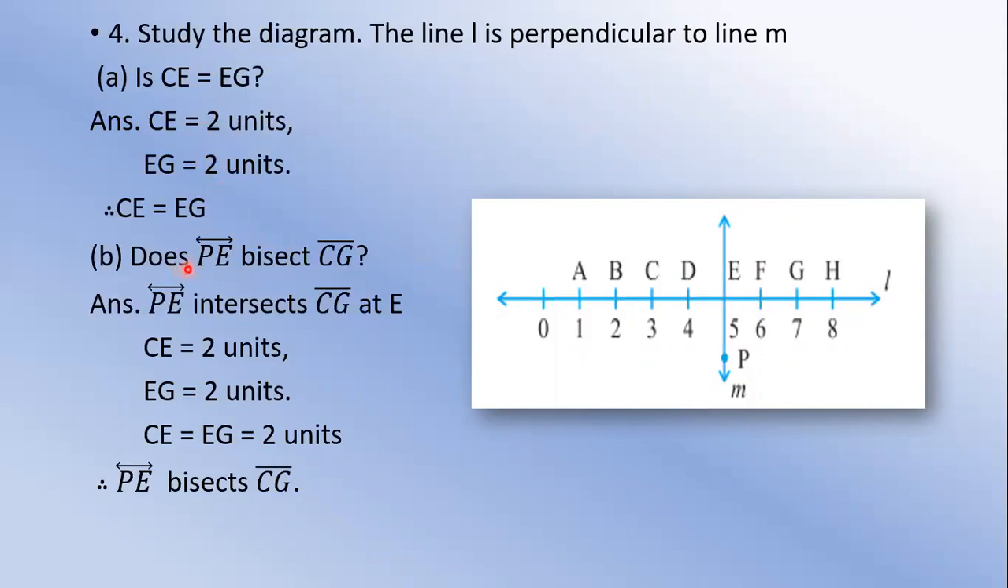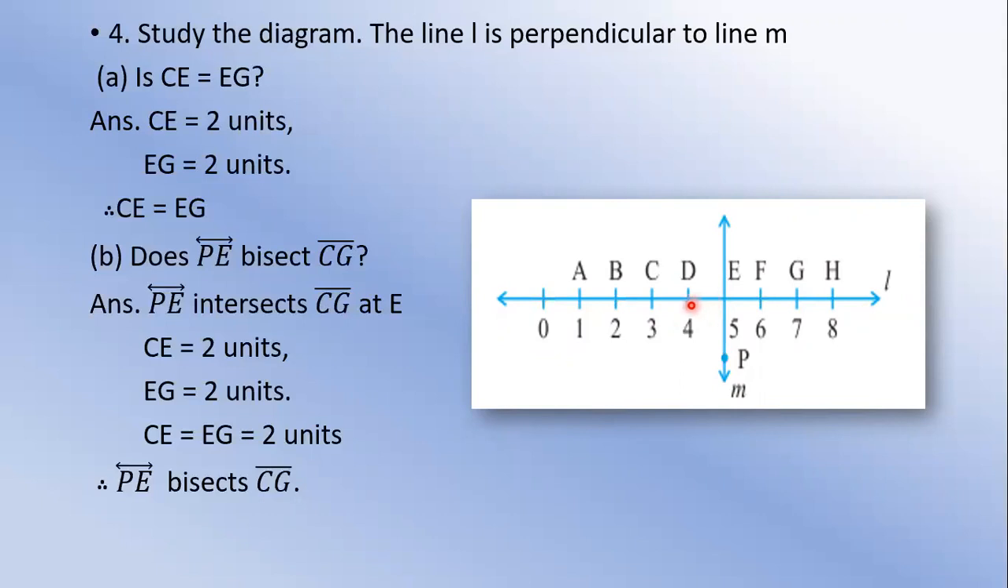Second question, does line PE bisect CG? So this is line PE, that is line M. Line M is given another name, PE. And we have to see whether it is bisecting CG. Bisecting CG means dividing CG into two equal parts.